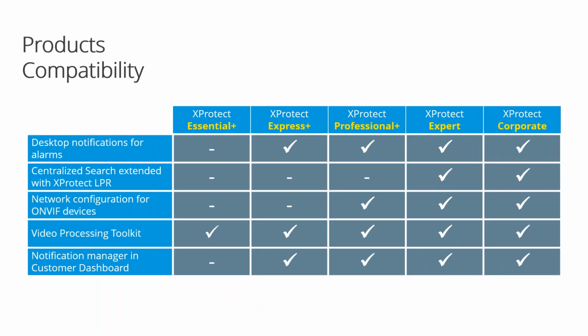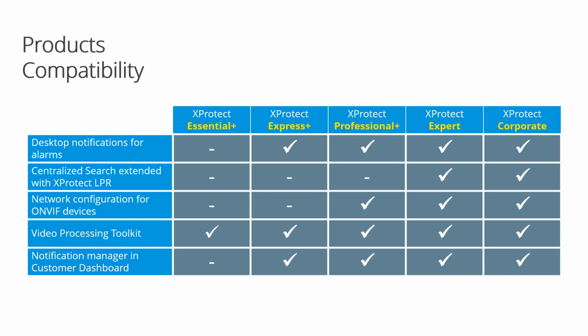Just a quick overview of how this functionality is supported between the different versions. Desktop notification is Express Plus onwards. Centralized search is only for advanced products like Expert and Corporate. Network configuration is Professional onwards. Video processing toolkit is across the portfolio.